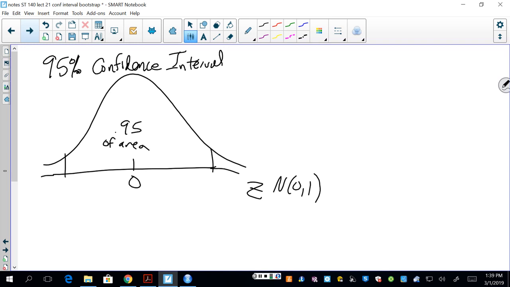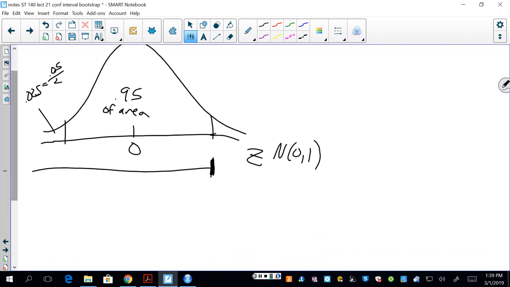Well, if there's 95%, there's 5% out in those tails, and that's symmetric. So half of that is 0.025. So this point up to here is not the 95th percentile, but you have to take this first 2.5% and then this 95 and add them together. So the point we're looking for is the 97.5th percentile.